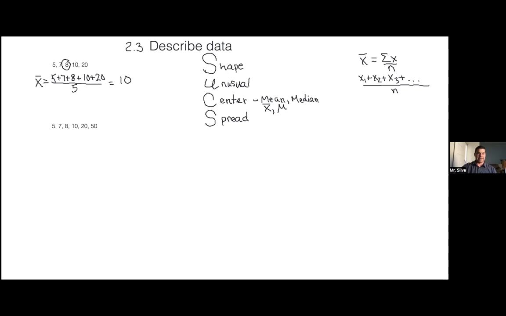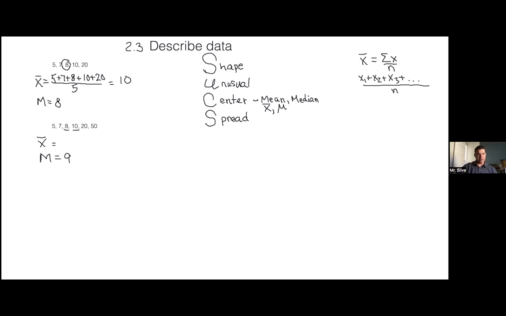This is a different data set. And the middle numbers, I have 8 and 10. So the median is halfway between those two numbers. The median is 9. I didn't even write down what the median was up here. The median, I circled it. The median is 8.